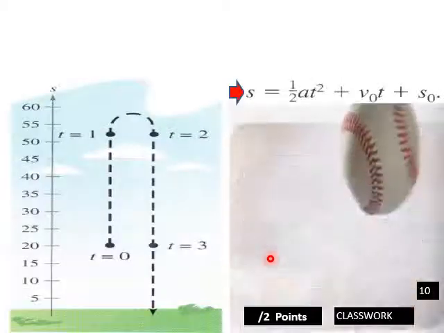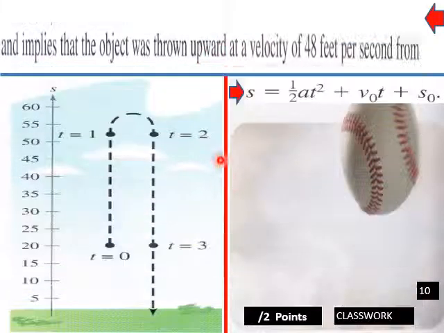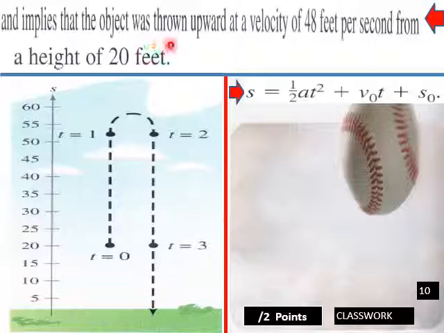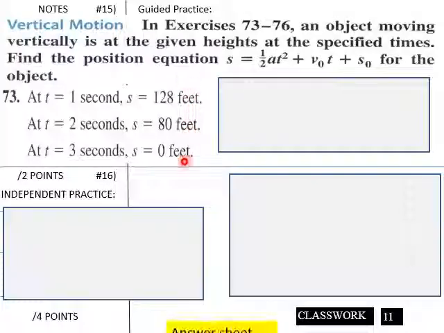Okay, let's try a problem like that now after we finish up here. It implies that the object was thrown upward at a velocity of 48 feet per second from a height of 20 feet. So from a height of 20 feet, our average velocity is 48 feet per second from a height of 20. So let's try one here.